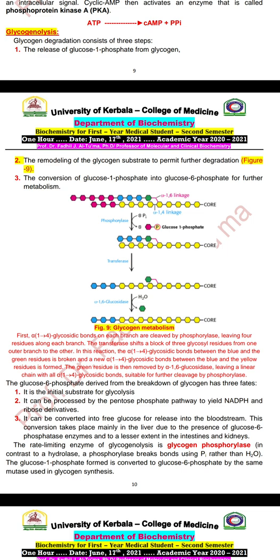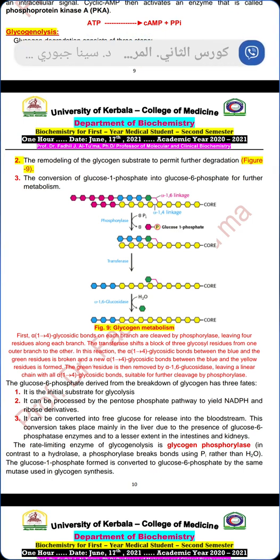The glucose 6-phosphate derived from glycogenolysis has 3 fates. It is the initial substrate for glycolysis. It can be processed by the pentose phosphate pathway to yield reducing equivalent NADPH with hydrogen and ribose derivatives. Third, it can be removed or converted into free glucose for release into the blood stream.